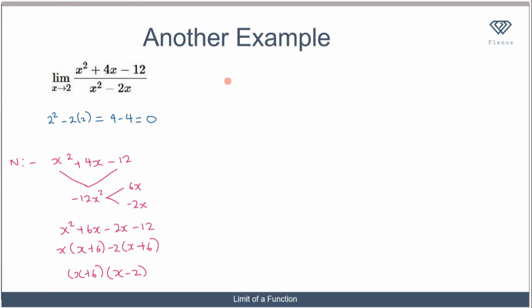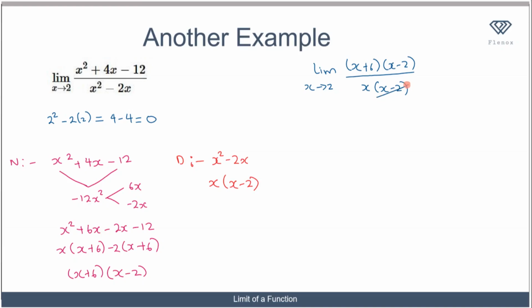So how about when I factorize the denominator? The denominator is pretty straightforward. For the denominator, I have x squared minus 2x. I see that x is common, so I factor that out, and I'm left with what? X minus 2. So now that I've factorized the numerator and denominator, I can substitute it here. So this expression I can rewrite as what? The limit of the numerator x plus 6 times x minus 2, over the denominator x into bracket x minus 2, as x tends towards 2.